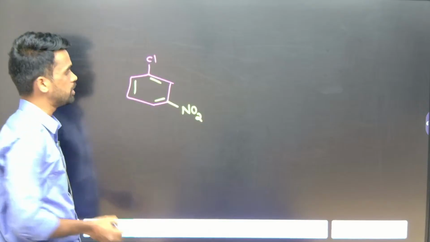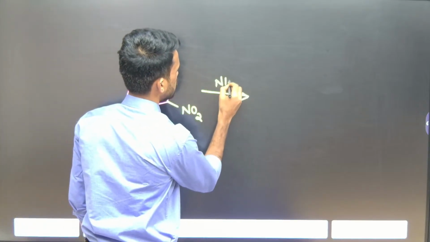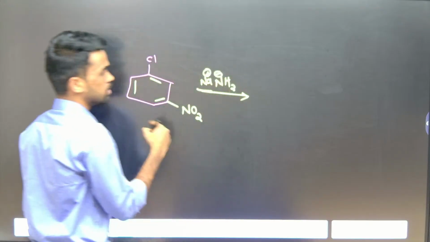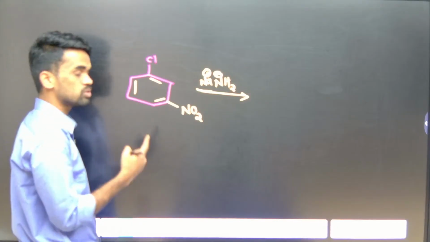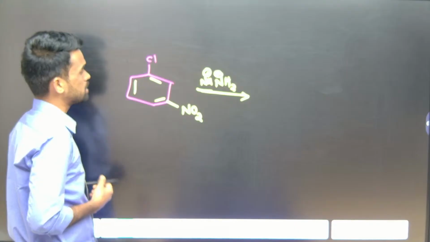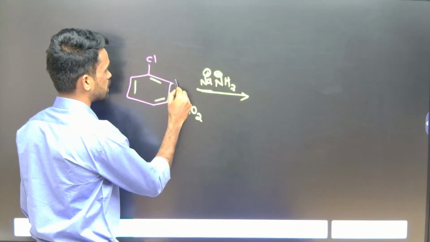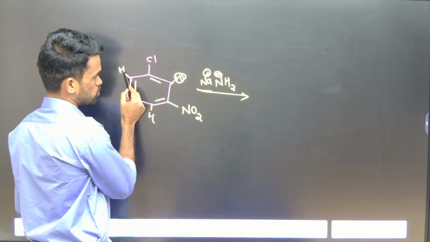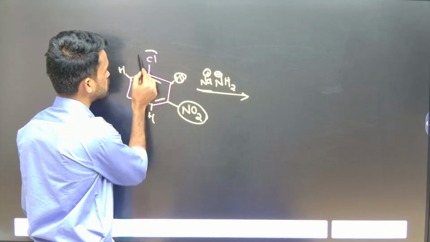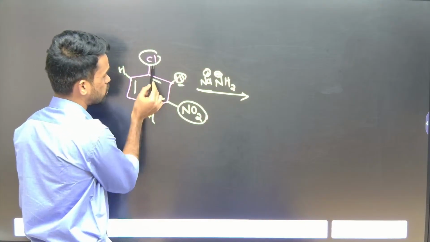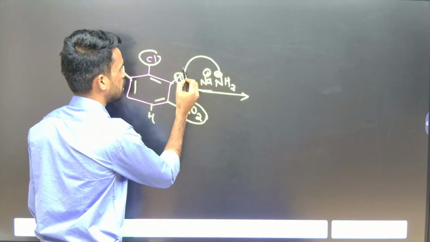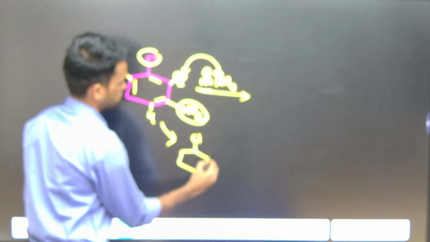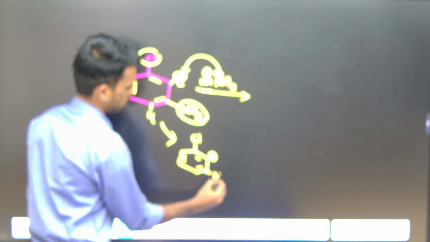I am adding a nitro group here, and Na plus NH2 minus, like liquid ammonia with Na; they may mention it in other ways. Same thing, sodamide. So now what happens? This base abstracts an acidic proton. Which is the more acidic proton here? Either this one or this one or this one. This proton is in between two electron withdrawing groups, the nitro group and this chlorine, so it can be easily removed as an acidic proton. So we get a negative charge here, with Cl and NO2.